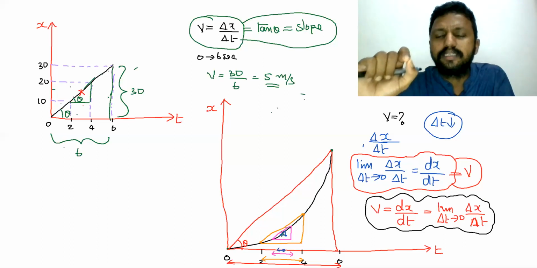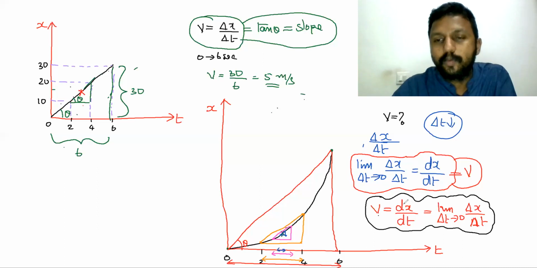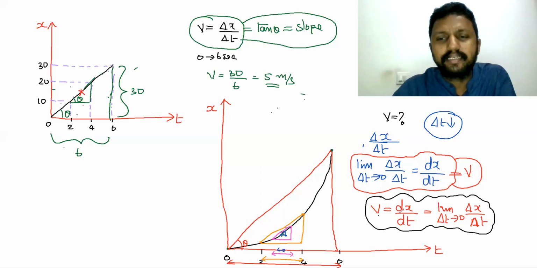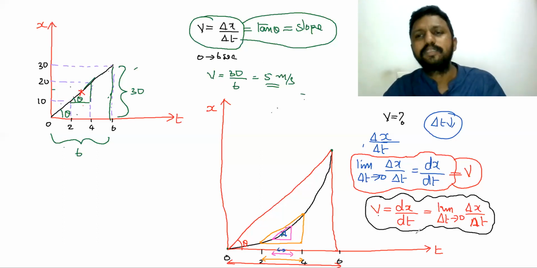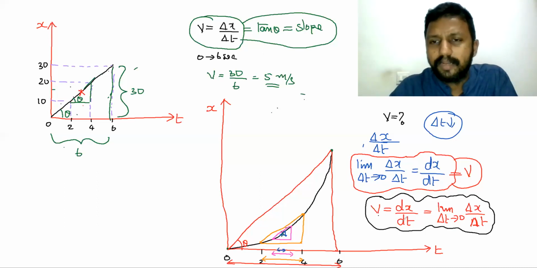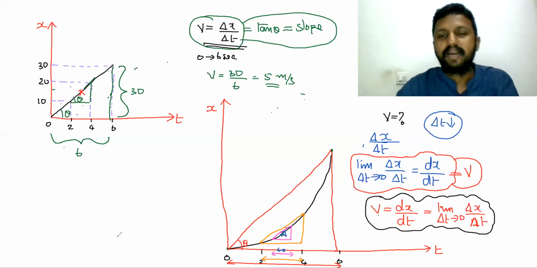Instantaneous velocity has a mathematical expression: v is equal to dx by dt, that is equal to limit delta t tends to 0 delta x by delta t. Dx by dt is the rate of change of position with respect to time. You just have to understand the basic thing over here. The rest you will be learning in mathematics. Therefore, this is the formula for finding instantaneous velocity, and this is the formula for finding average velocity.